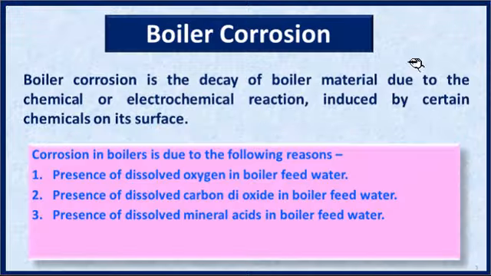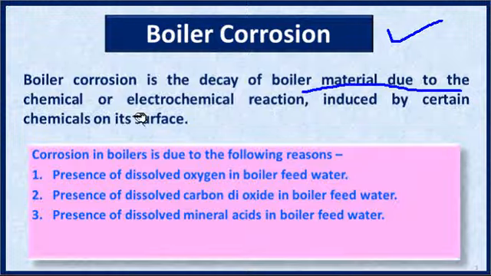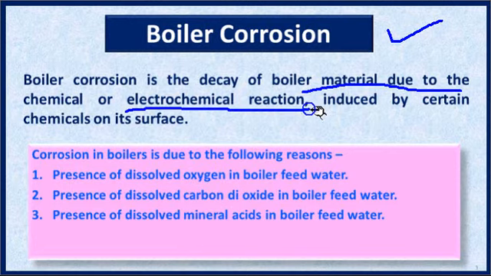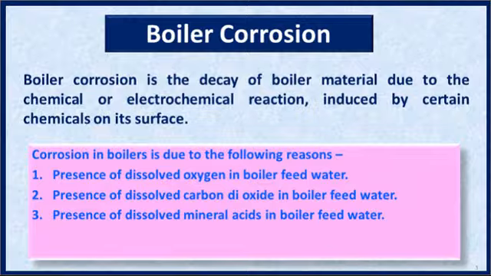So let us begin with the boiler trouble, boiler corrosion. Boiler corrosion is the decay of boiler material due to the chemical or electrochemical reaction induced by certain chemicals on its surface. So basically, boiler corrosion is the boiler trouble which is induced by three types of chemicals present in the boiler feed water.